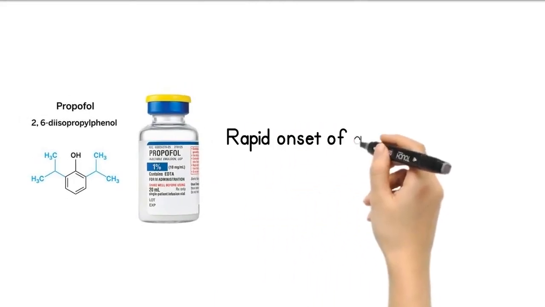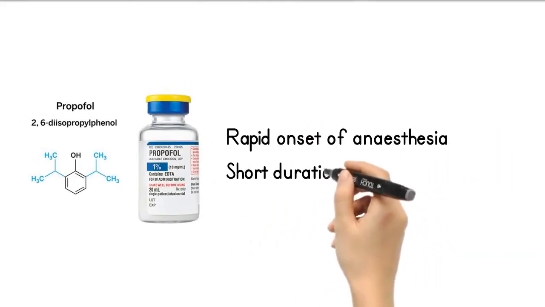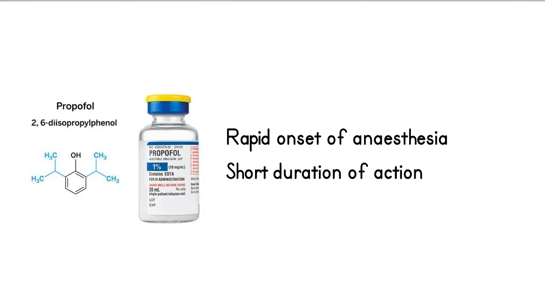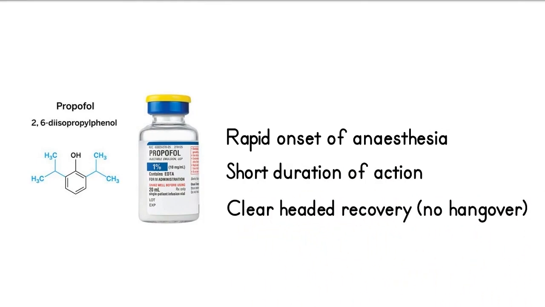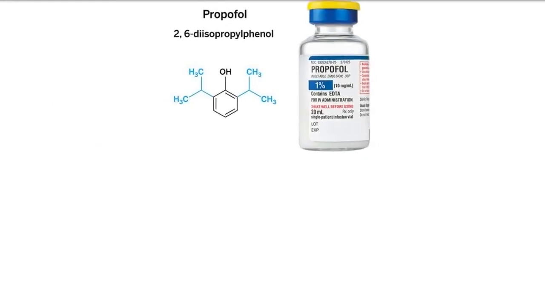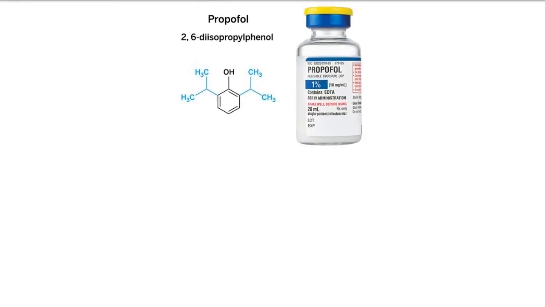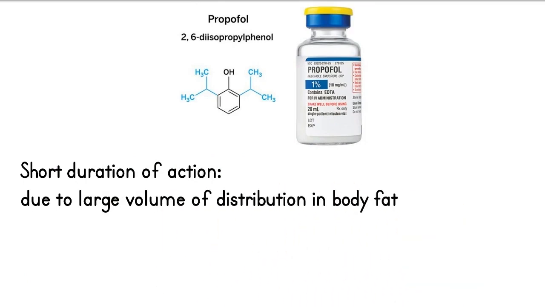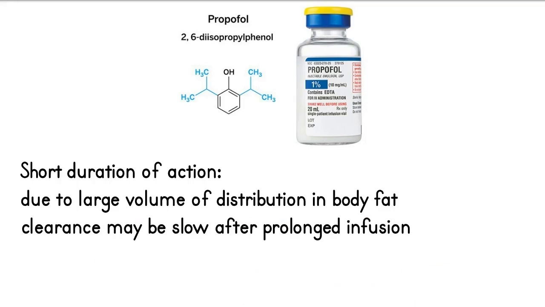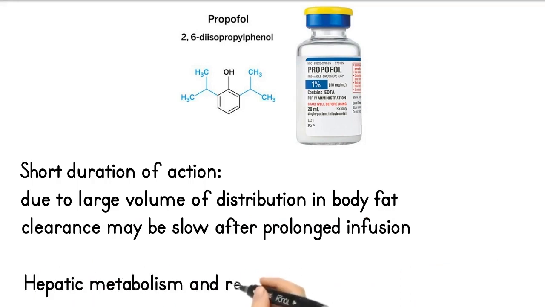Propofol produces a rapid onset of anaesthesia, it has a short duration of action, and it produces clear-headed recovery with minimal or no hangover. Propofol's short duration of action is due to its high volume of distribution and body lipid. Clearance can be significantly slower after a prolonged infusion. Propofol is metabolized in the liver, and the metabolites are cleared by the kidneys.